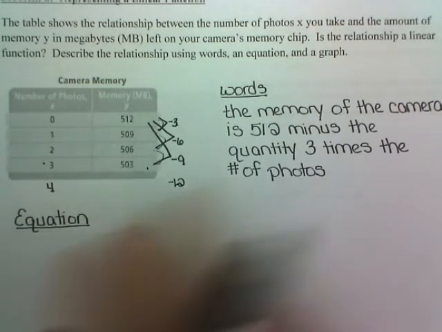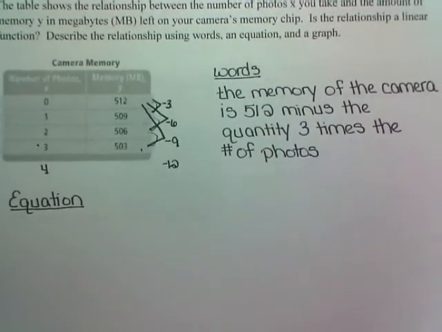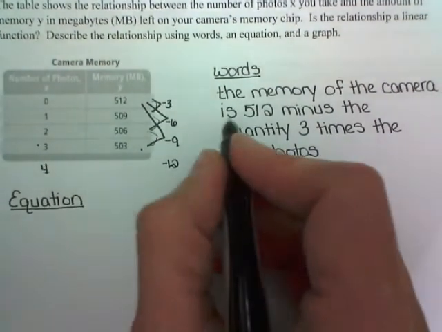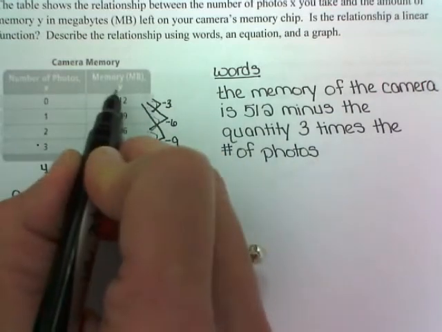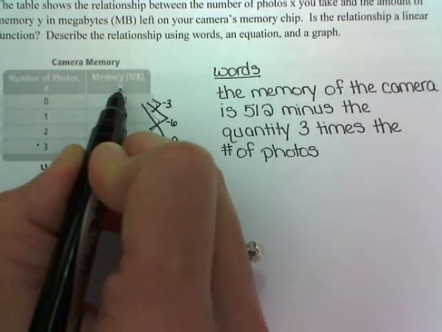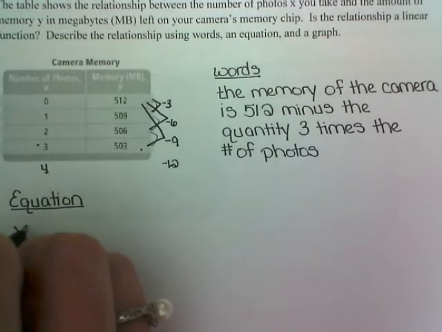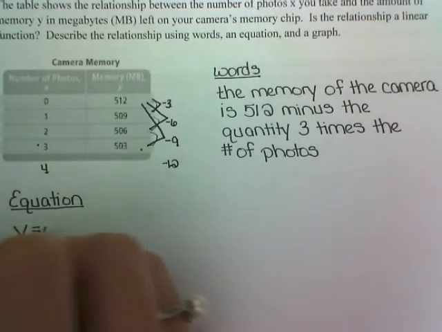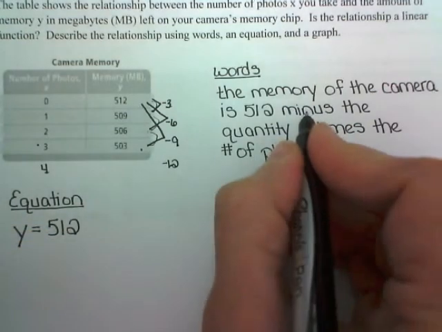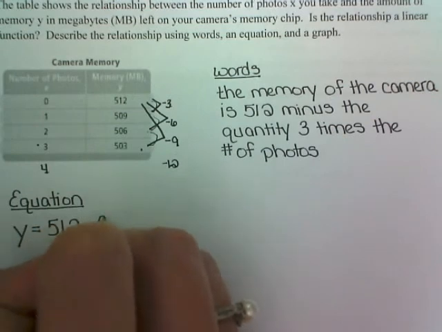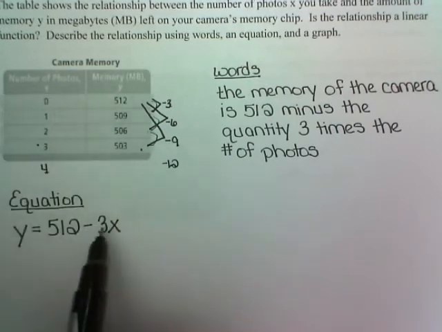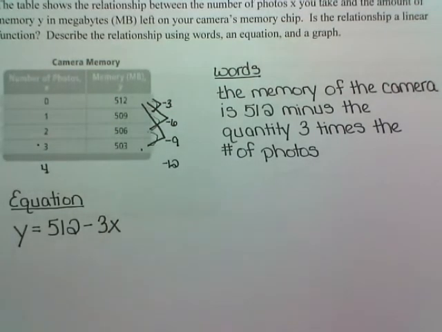Sometimes writing the equation is pretty easy, and then you can go to words. It doesn't really matter, whichever way is the easiest for you. But we have it here. If I want to know the y value, how many megabytes do I have left over? So I want to know y. Y is equal to the memory, the amount of memory you started with, which was 512, minus 3 megabytes times every picture, and pictures are x, times every picture that you have on your camera. So that's your equation.